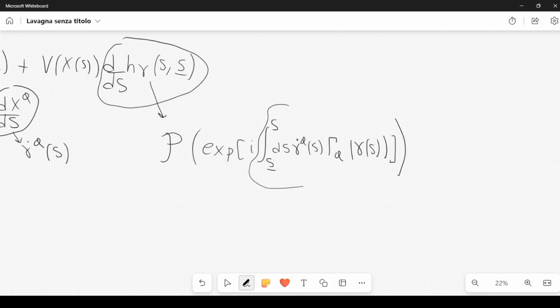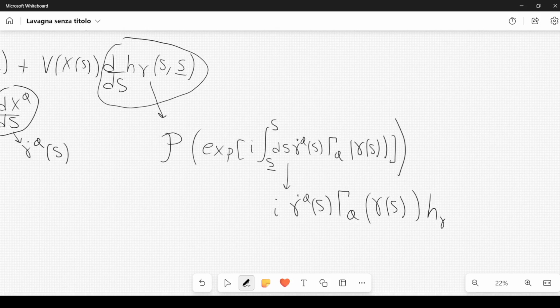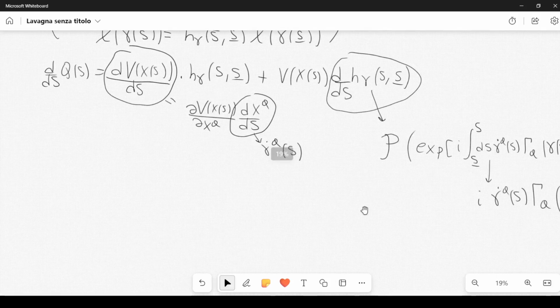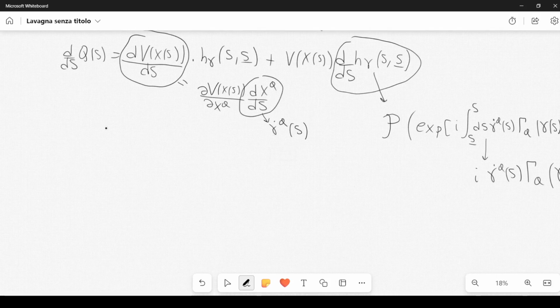But when we take the derivative of this with respect to s, we are just going to get i \dot{\gamma}^a(s) \Gamma_a(\gamma(s)). And this is going to act on h_γ(s) underlined, like this. Therefore, if we put these results together, we can rewrite this equation like this.